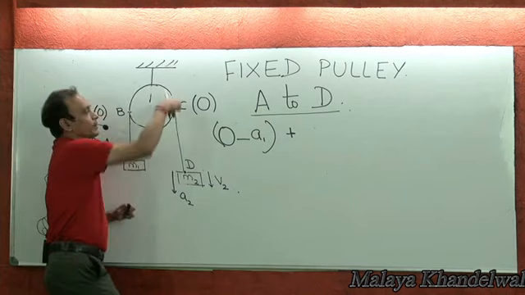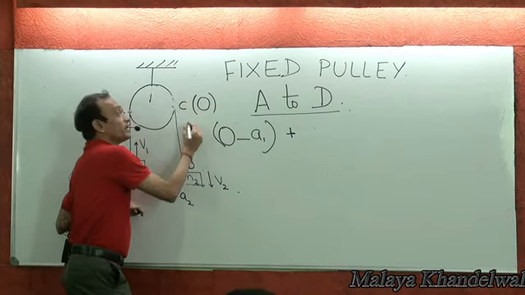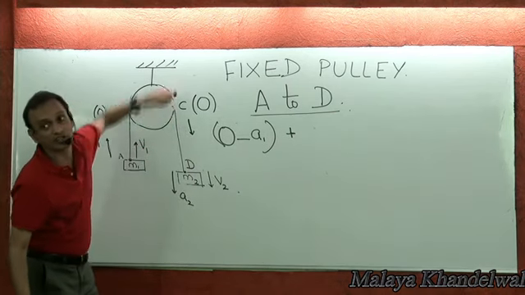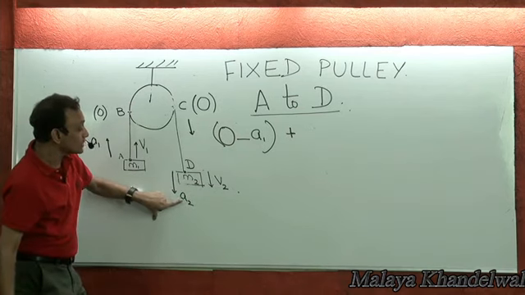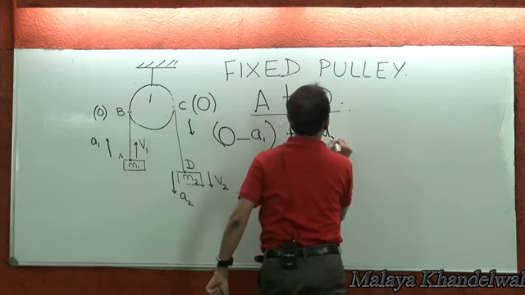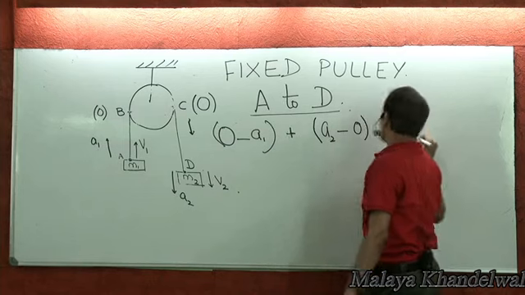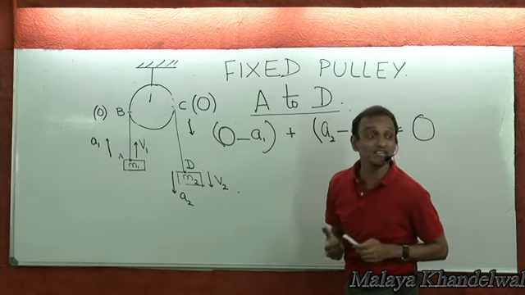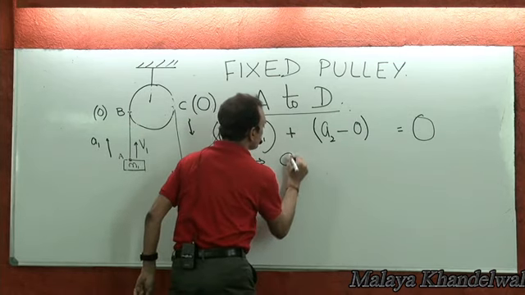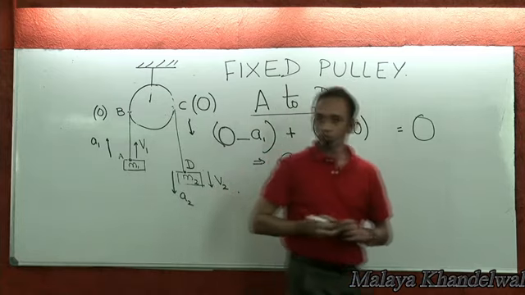This is passive. Then I go from C to D. This is the final point, this is the initial point. This is my direction of traversal. So acceleration of D in this direction minus acceleration of C in this direction. So that's going to be a2 minus 0. And all of this must add up to 0. That is out of a string constraint. And that gives me a1 equal to a2. Yes or no?